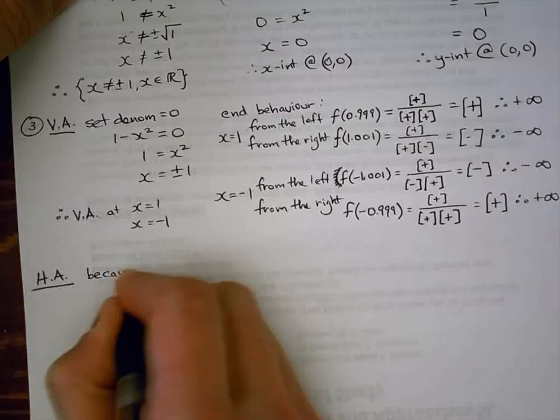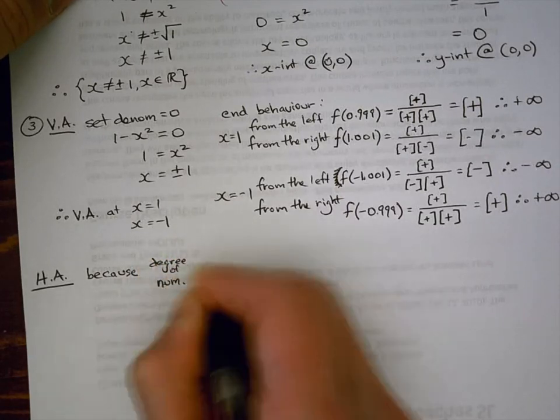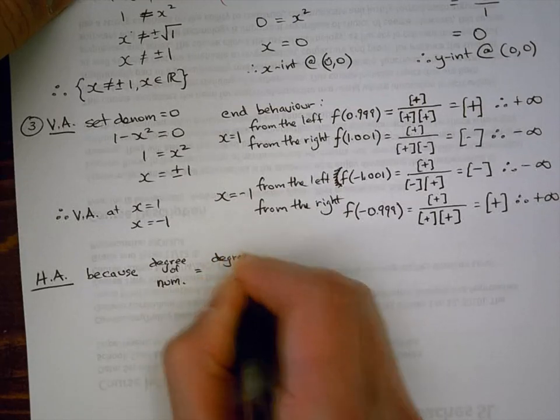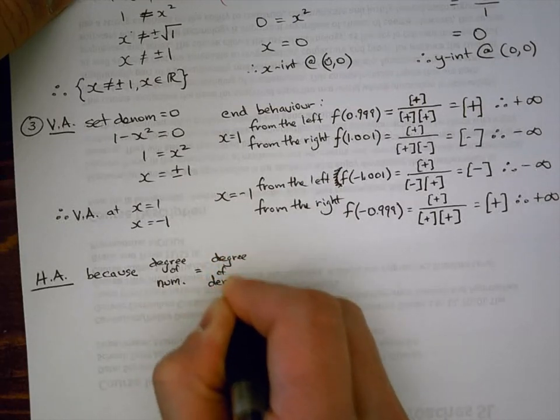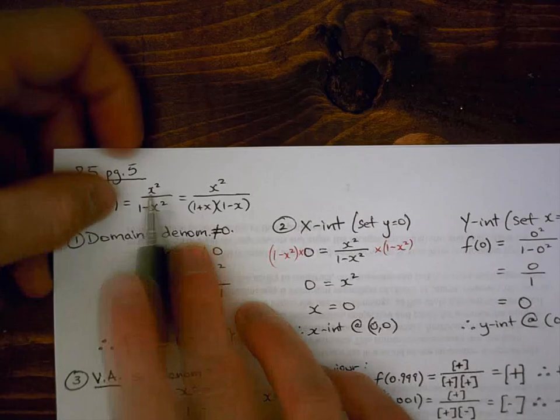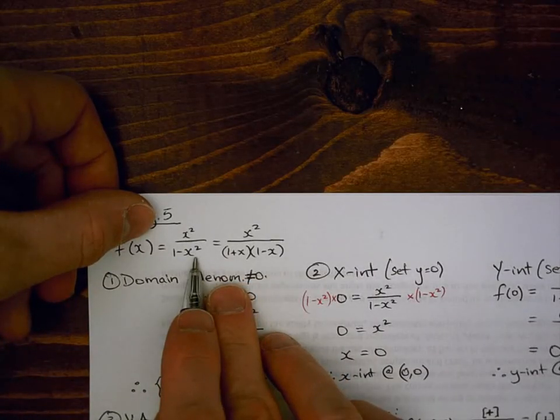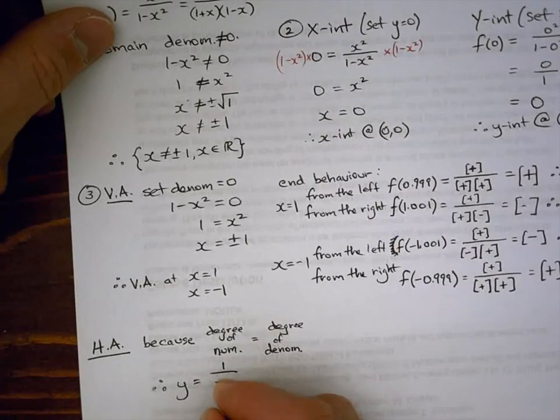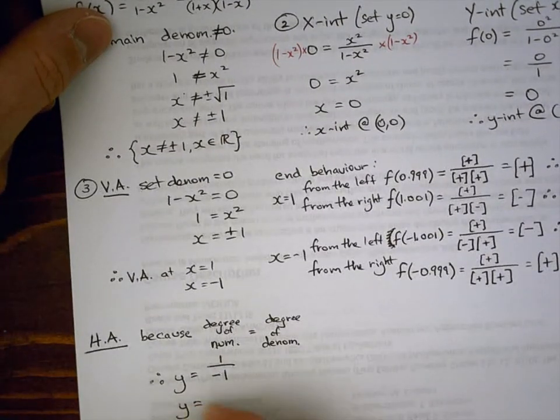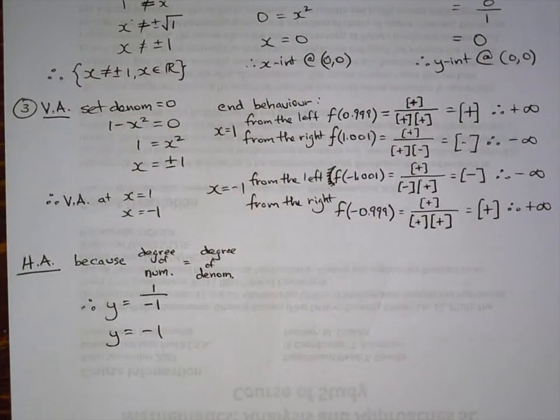Because the degree of the numerator is equal to the degree of the denominator, therefore y is equal to, okay, so I take the coefficient of x squared here, which is just 1, and the coefficient of x squared in the denominator, which is -1. So I end up with 1 over -1, or just -1. So that is my horizontal asymptote. It's really easy if you use the trick.